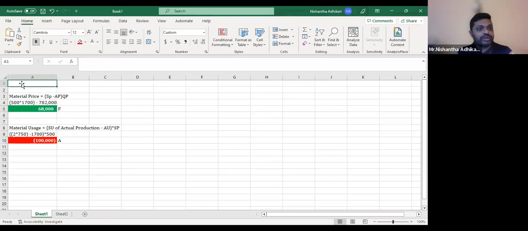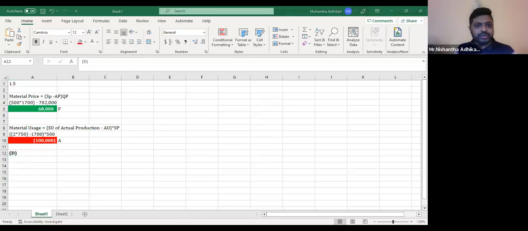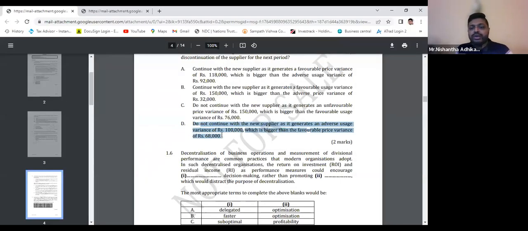This is 1.5. Question 1.5. This is the answer. The answer should be D. That's very easy. I'll go back to the paper. You have to select this as the correct answer: do not continue with the new supplier, as it generates an adverse usage variance of 100,000, which is bigger than the favorable variance of 68,000.